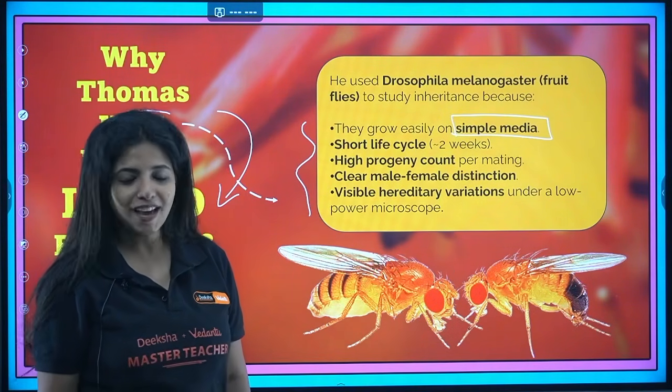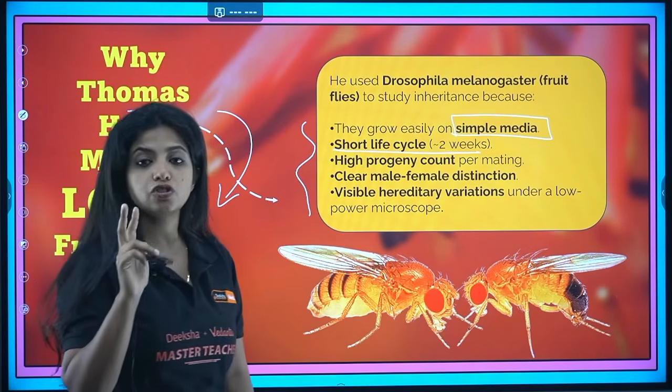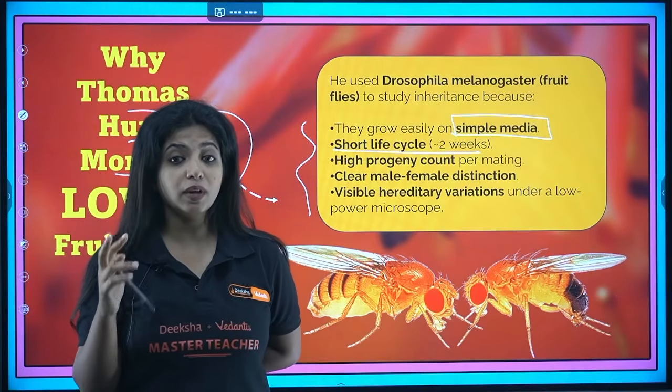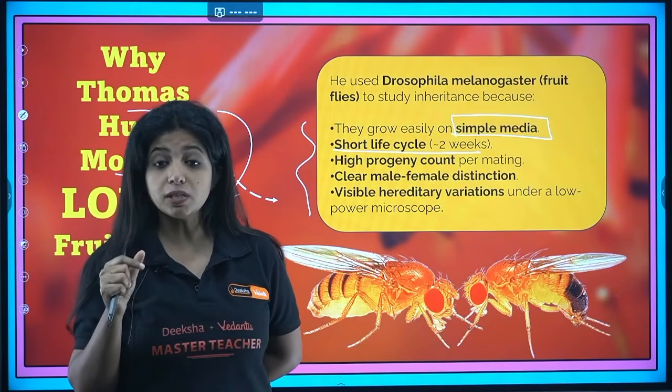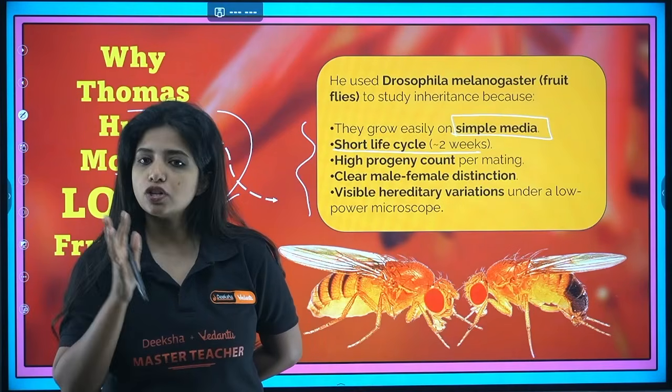It's not like that, okay? So they were okay with growing on simple medium, and they had a very short life cycle. That means just up to 2 weeks. So lifespan was very, very short, which is why if at all there are any changes, we could observe it very easily because of this shorter life cycle.